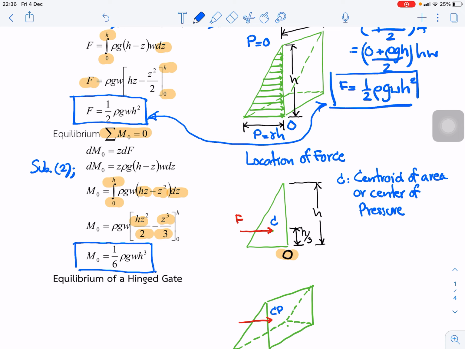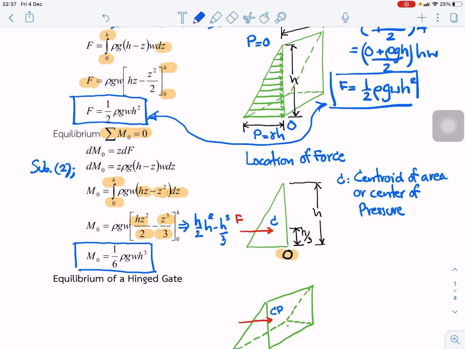This equation can give more detail, that is H over 2. If we substitute H in this, we get 1/6 H power 3.